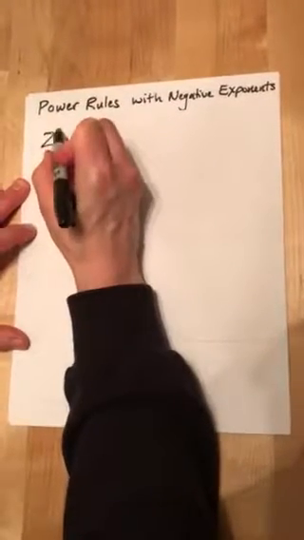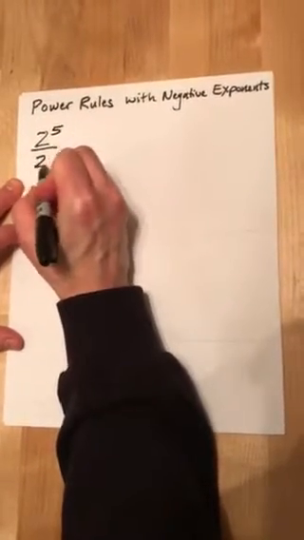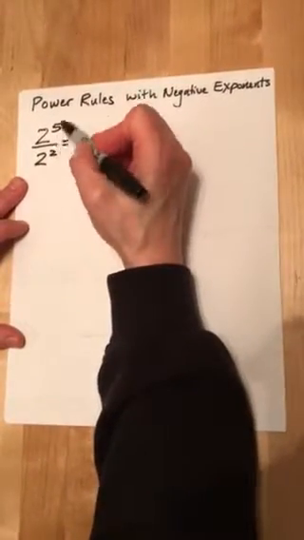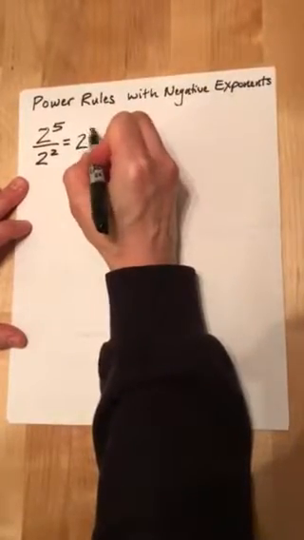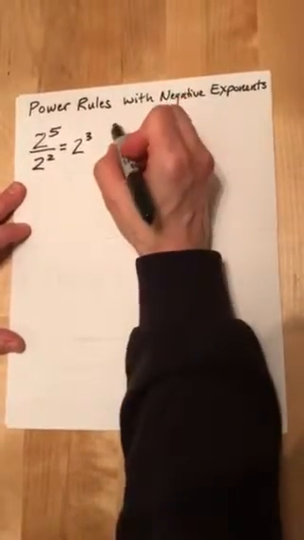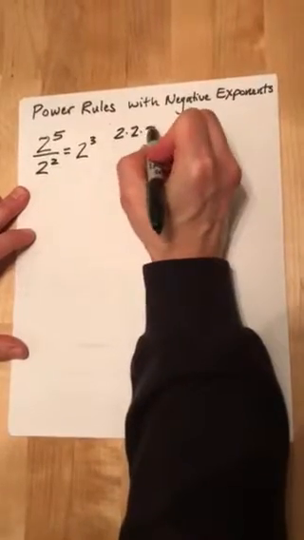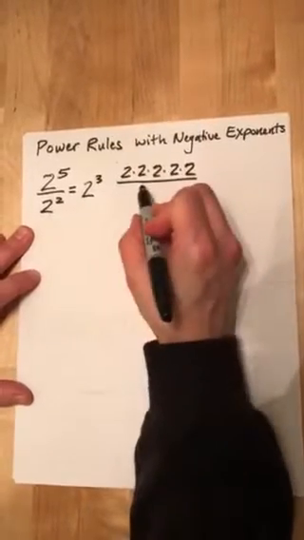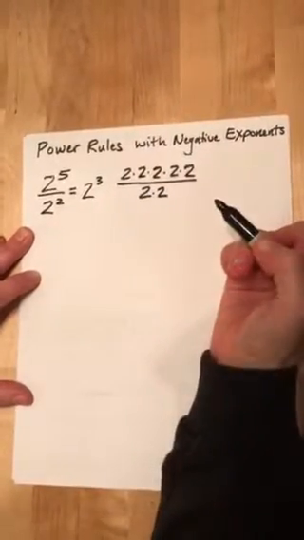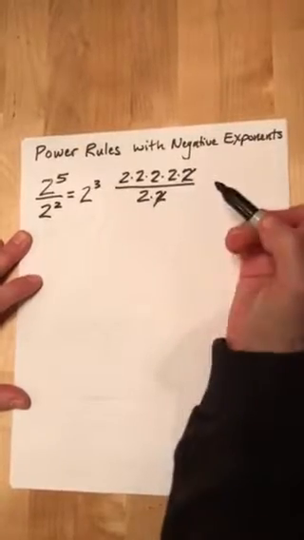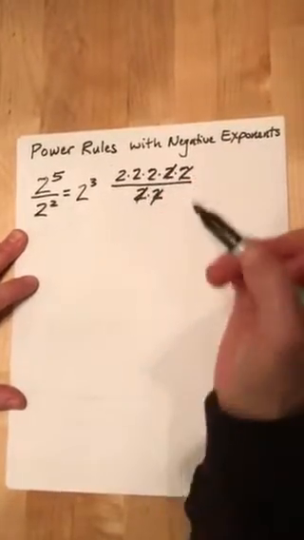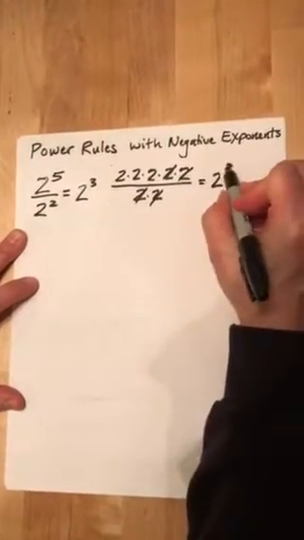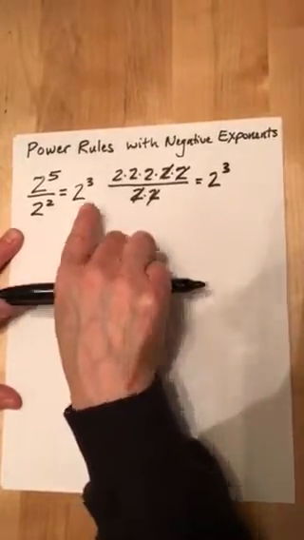And so if we had 2 to the 5th over 2 to the 2nd, our rule says that we just subtract the powers, so this would be 2 to the 3rd power. I want to show you why that is. So 2 to the 5th means 5 copies of 2 in the numerator. 2 squared would mean 2 copies of 2 in the denominator. And so we could cancel 2 of those pairs of 2's, leaving just 3 2's on the top, or 2 to the 3rd. So that's how we get our 2 to the 3rd.